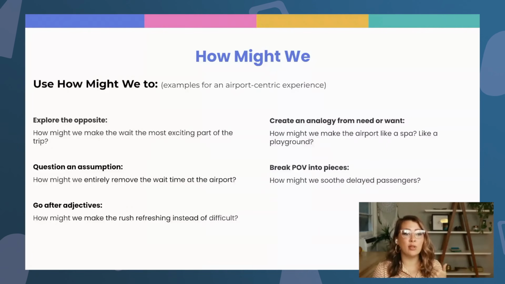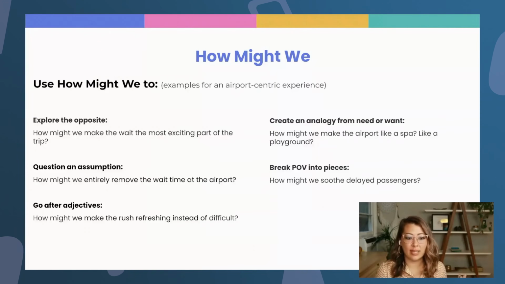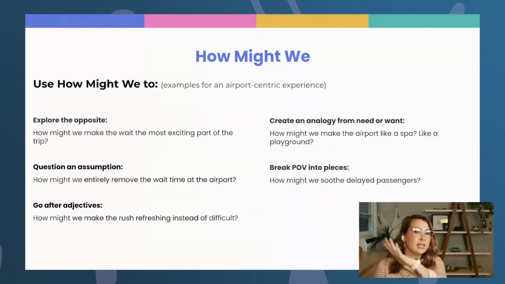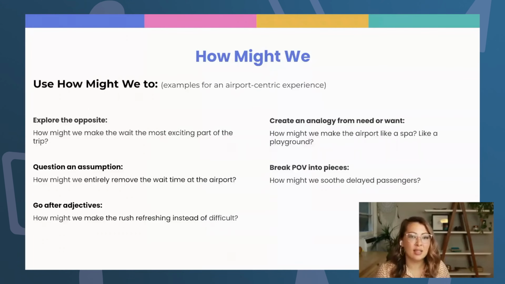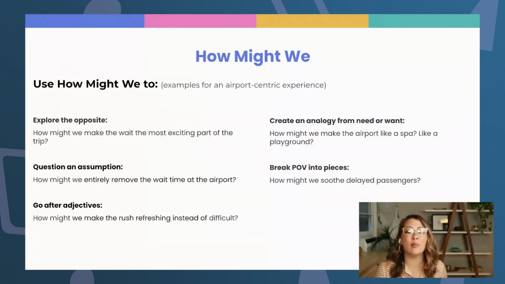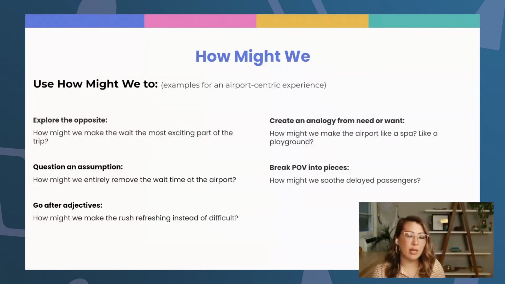Number one, you can use the how might we to explore the opposite. So for example, how might we make the wait at the airport the most exciting part of the trip? That's exploring the opposite, right? Because usually the wait is so tiring. But how can we make it the most exciting? So you're seeing we're framing a question. We're not creating a solution yet. These are the how might we questions. Next step is solutions, okay? So the how might we creates this question that can potentially start to unlock some more creative solutions.